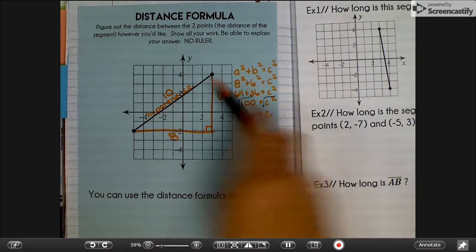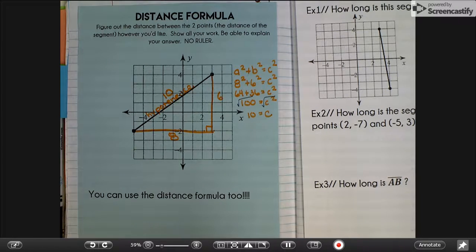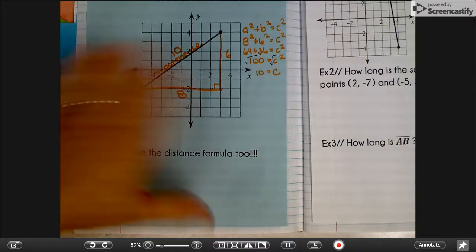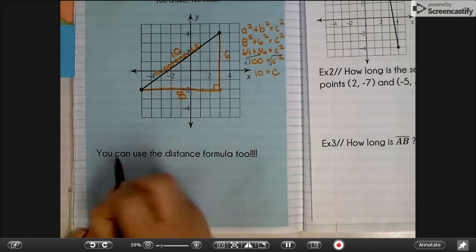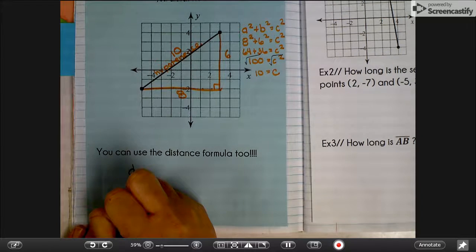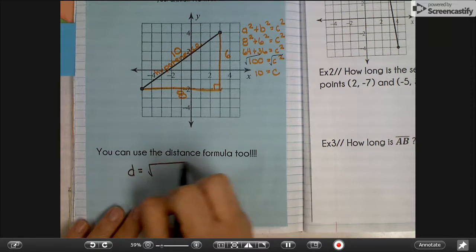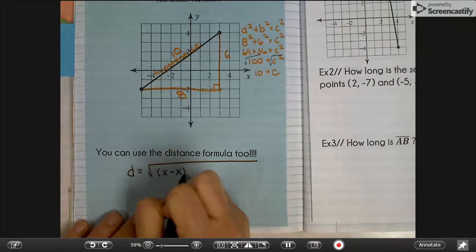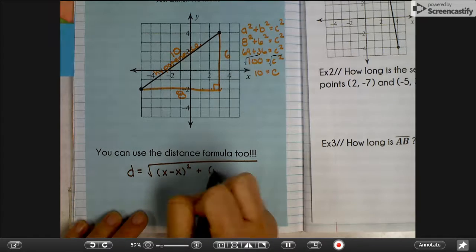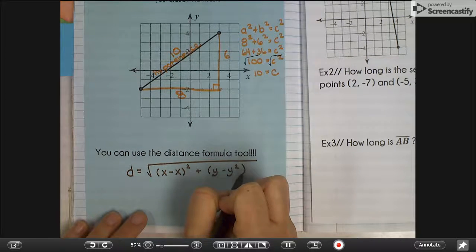But you're not always going to have points that are so easily graphable. And so there's a shortcut formula that looks long, but it's not bad, called the distance formula. It's a version of the Pythagorean theorem, but I'm just going to show it to you and then show you how to use it for now. And if you have more questions about how it comes about, I can show you those later. So it's basically the same thing in the last form. Distance equals the square root of x minus x squared plus y minus y squared.